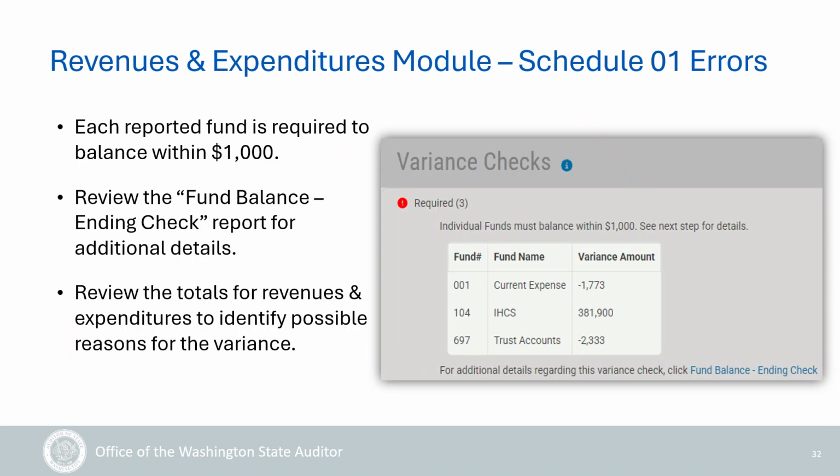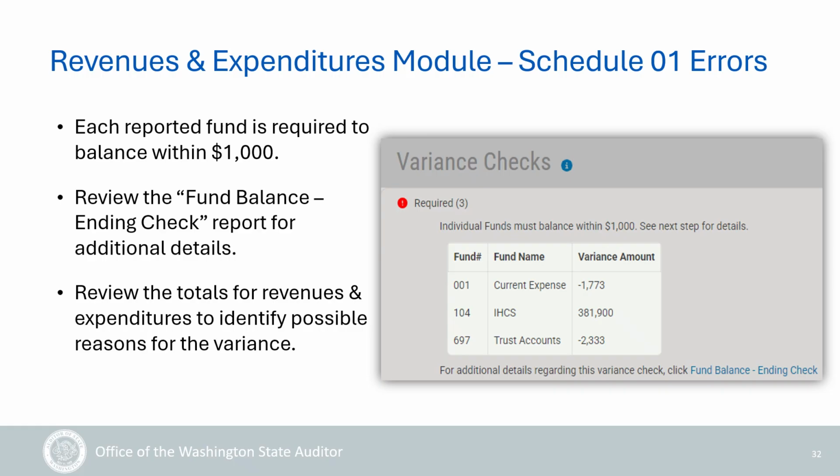There is one additional variance check report that identifies funds reported on the Schedule O1 that do not balance within $1,000. It is required that each fund balances within $1,000 in order to submit the report. Similar to the beginning balance check, if there are variances greater than $1,000, the fund number and variance amount will be displayed in a table as shown on your screen.